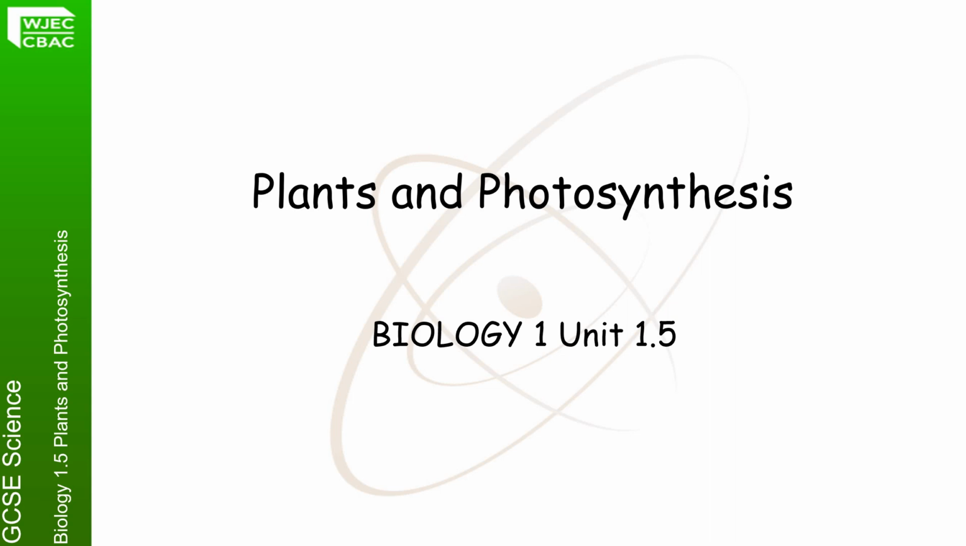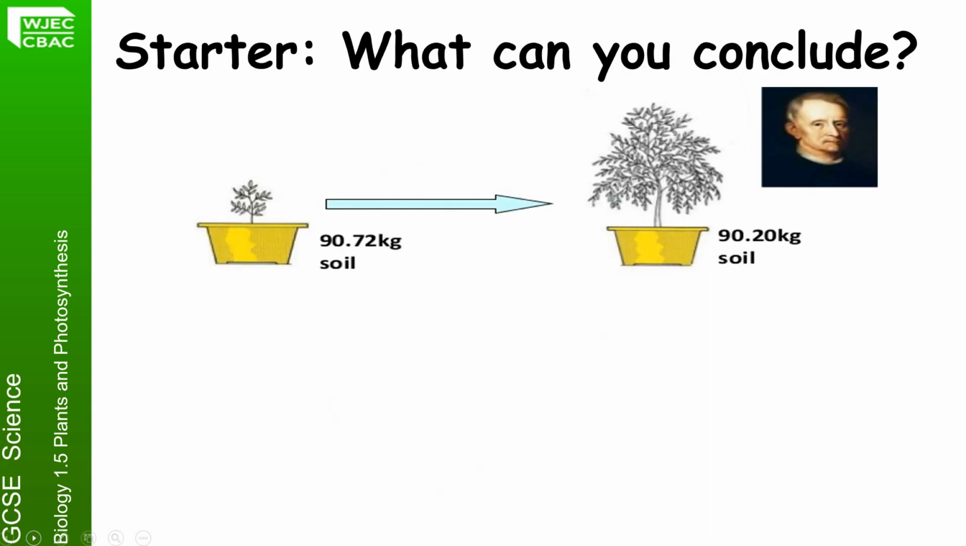So our little starter activity that we're going to begin with today is on page 3. And it says, starter, what can you conclude? This gentleman up in the top right hand corner is a Belgian physician called Van Helmont, and he set up an experiment in the 17th century in which he took a willow sapling. A sapling is a very young tree, and he planted this willow sapling in a pot of soil.